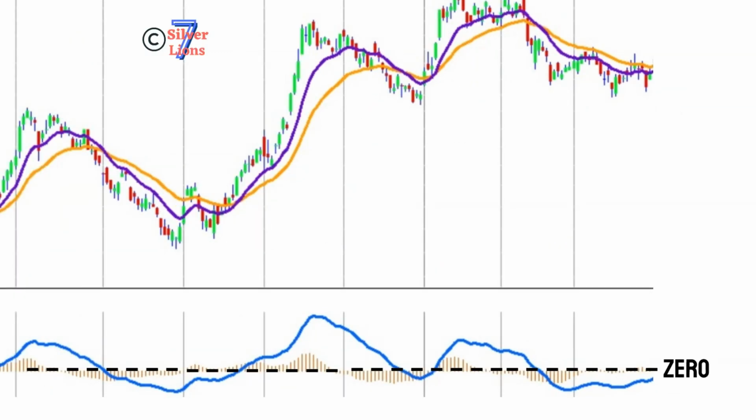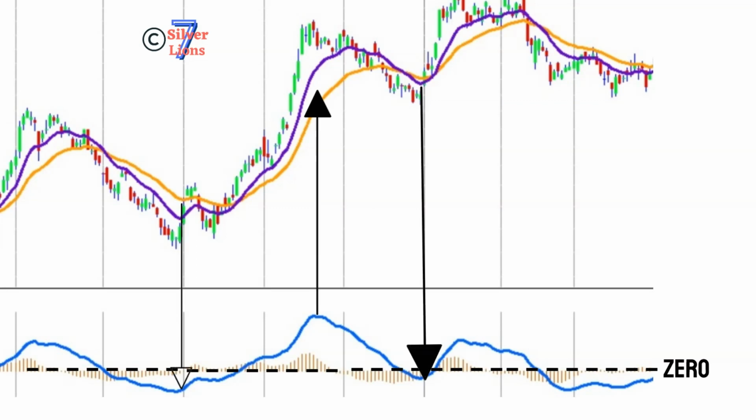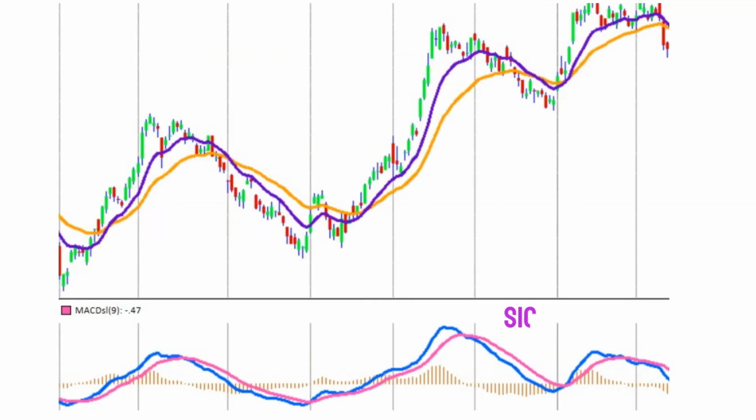The MACD oscillates above and below the zero line as the moving averages converge, cross and diverge. MACD is comparing a recent price movement to its longer-term price movement to get a better prediction of the market trend. The signal line is a 9-period exponential moving average of the MACD to show bullish and bearish signals.